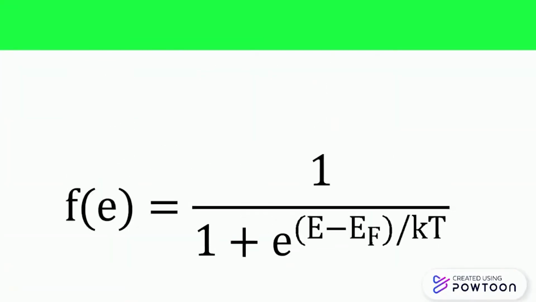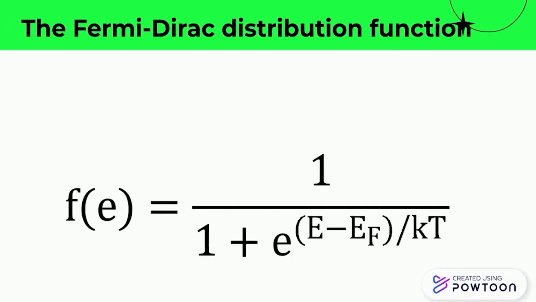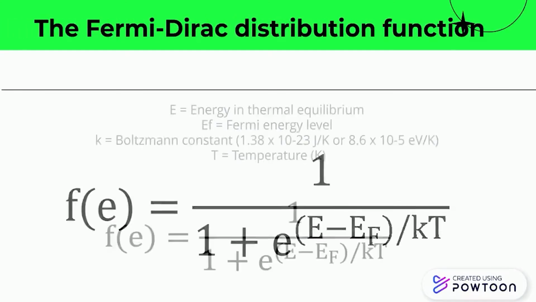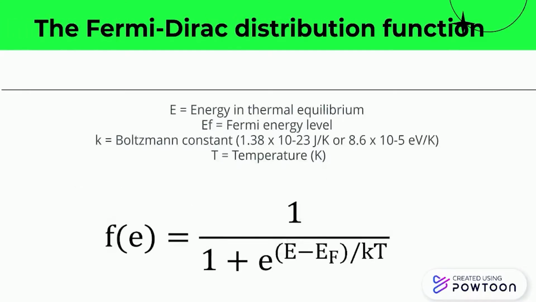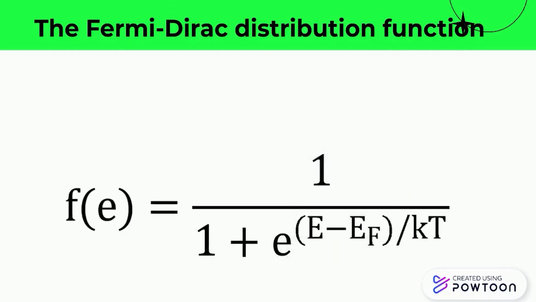Here we have the Fermi function, which is F(E) equals 1 over 1 plus exponent (E minus Ef) over kT, where E is the energy in thermal equilibrium, Ef is the Fermi energy level, k is the Boltzmann constant in joules per Kelvin or eV per Kelvin, and T is the temperature in Kelvin.